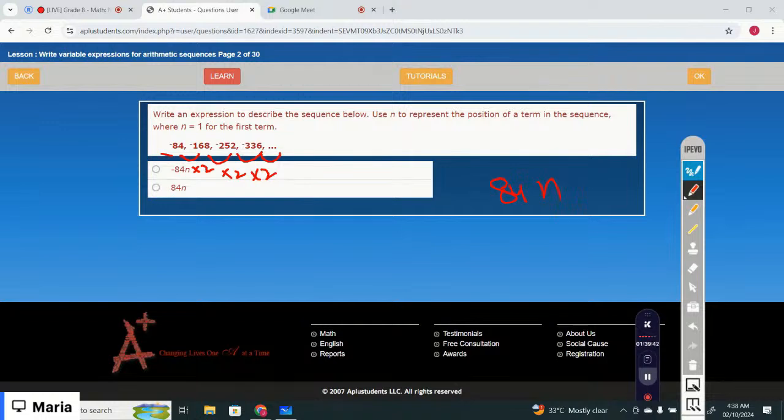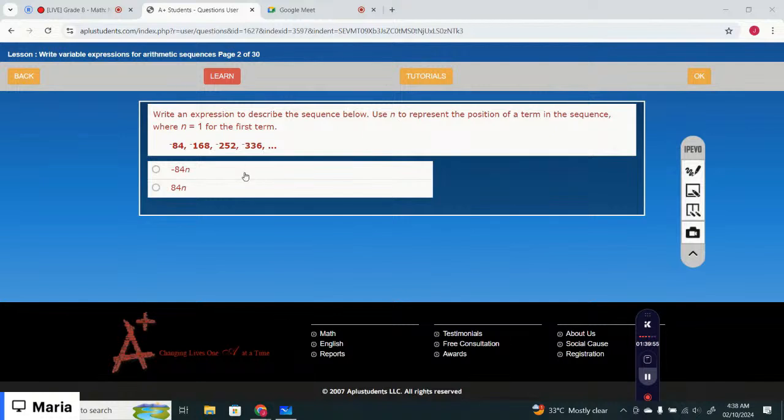That means every number you are multiplying by 84 and n, and that is negative 84n. Negative 84 times n is the correct option. Option number 1 is the correct option.